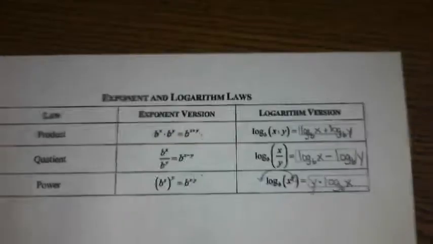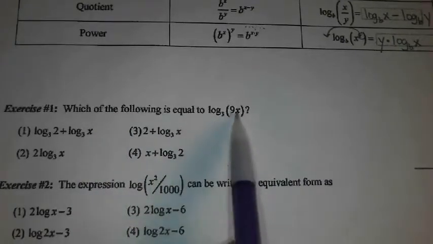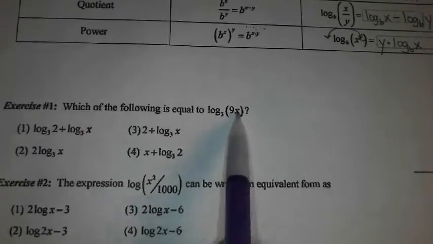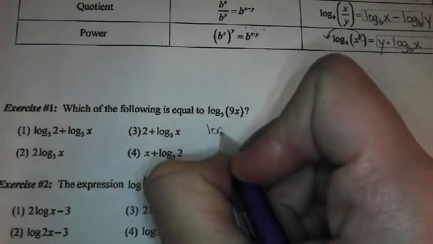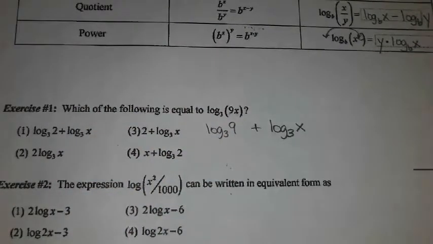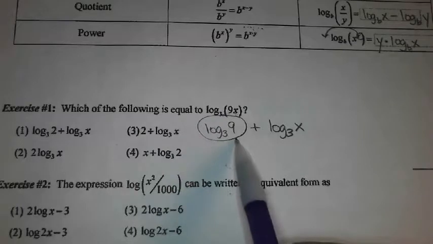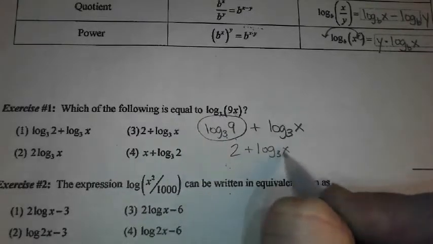So, those are the laws. Now we're going to use them. Which of the following is equal to this? So this is currently a single log of 2 things that are being, 9 and x are technically being multiplied. So to separate this, they would need to be added. So that's going to be log base 3 of 9 plus log base 3 of x. Now the beauty of this is that log base 3 of 9 is what? What's the value of that? 2. 3 to what power gives us 9? 2 plus log base 3 of x, so what's our answer?